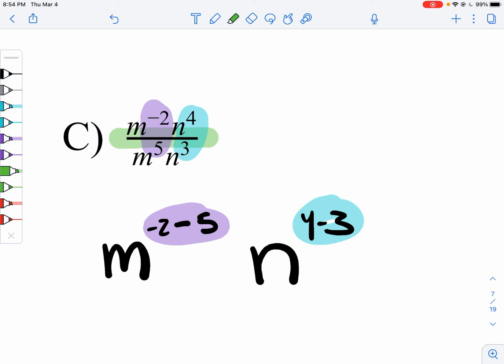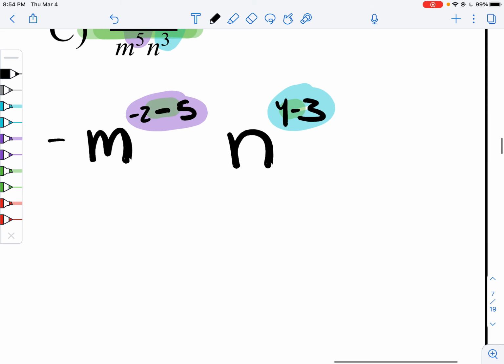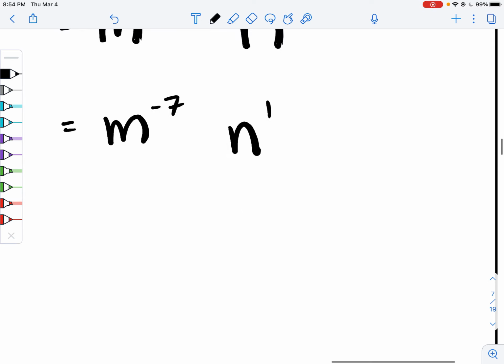So remember, divide means minus. What's negative 2 minus 5? Well, negative 2 minus 5, last time I checked, is in fact negative 7. 4 minus 3 is 1. But remember, when we have an exponent of 1, we don't really need it. I like to write it in gray to remind myself that it's there, but we don't need to write it.